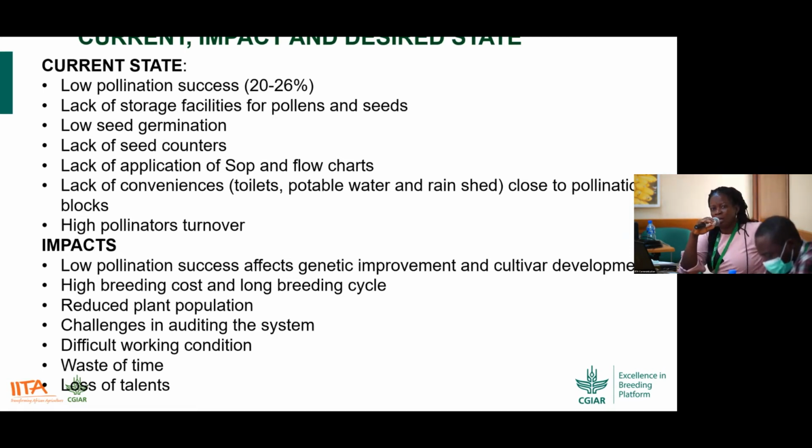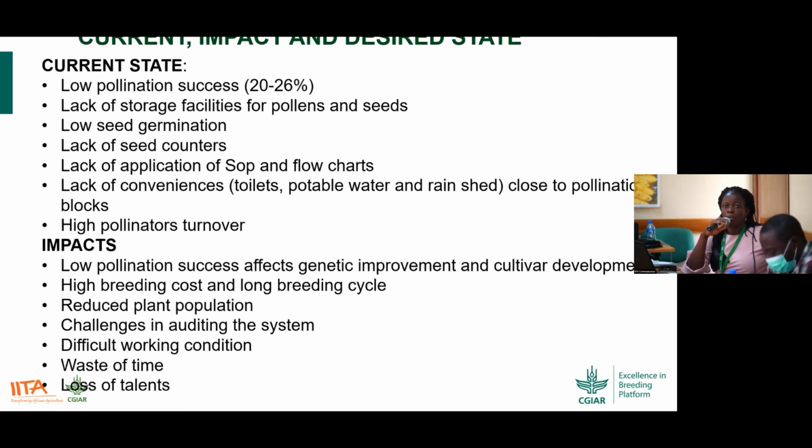So what is the impact of this on the breeding program? Of course, when we have low pollination success, cultivar development becomes a problem. Then the cost of breeding increases and the breeding cycle becomes longer. The planting population becomes lower.